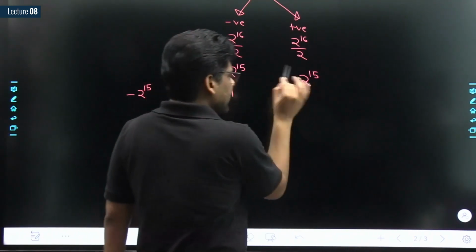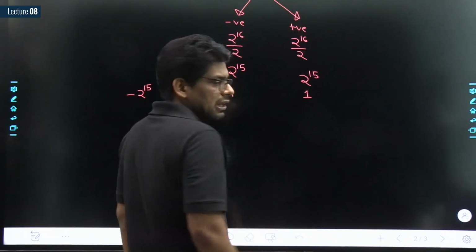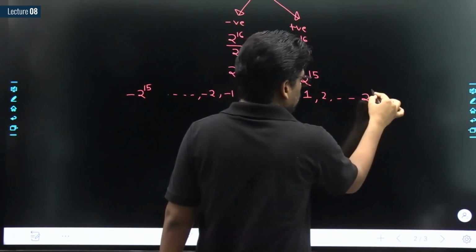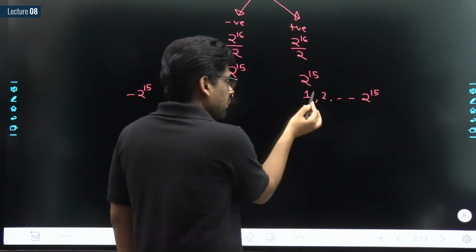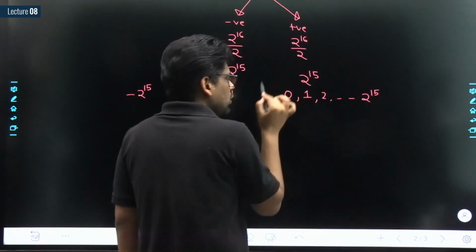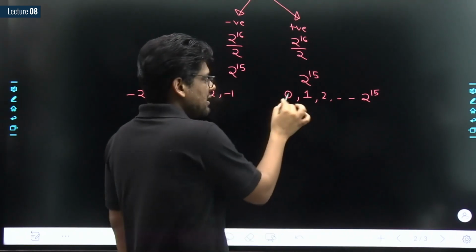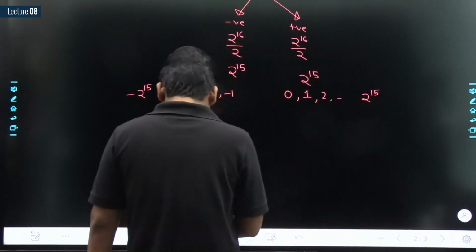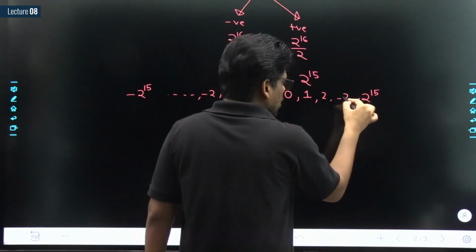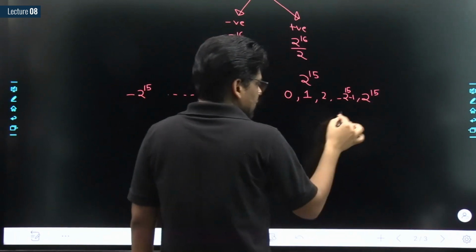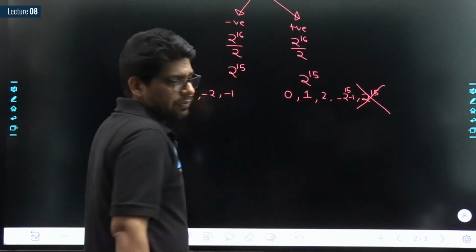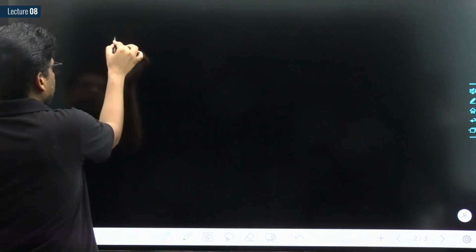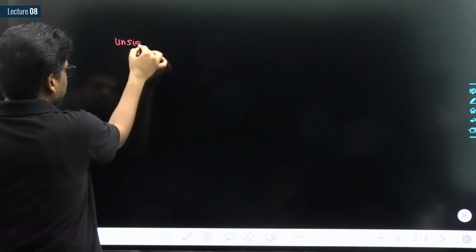But in positive, am I starting from 1? No. If I had started from 1, it goes till 2 to the power 15. But because I had started from 0, what is the last positive number? This or this? Of course this. This is not allowed. That means, what is the range of unsigned short?